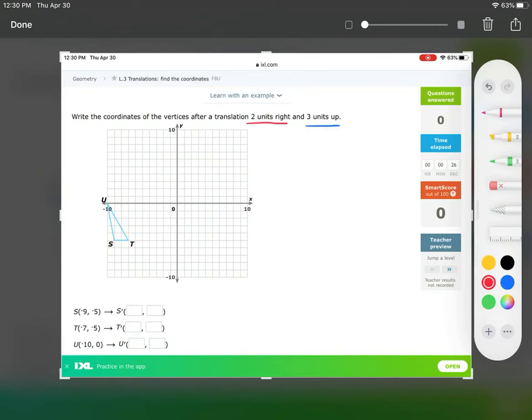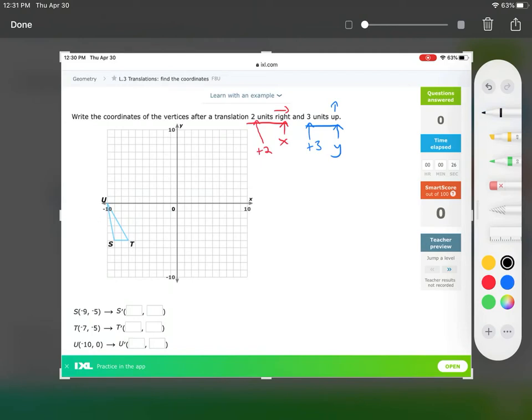Now, the important thing to know is if you're going to the right, that is an X direction. And if you're going up, that is a Y direction. Now, if you're going to the right, that is a positive X direction. So we're actually going to basically add this 2 here, plus 2 in the X position, the X coordinate. And this one is going up, which is another positive. So this means we're going to add 3 to the Y. Now here's what I mean.